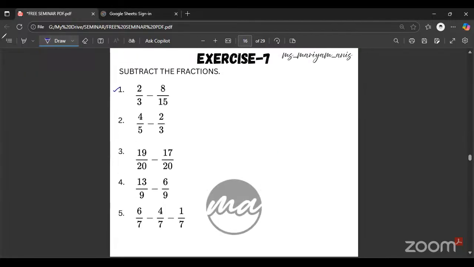Okay, let's do the first one. It's 2 over 3 minus 8 over 15. What's the LCM of 3 and 15? It's 15. So now we have to make this 3 a 15, so you multiply by 5. So that will be 10 over 15 minus 8 over 15. So what will be your final answer? 2 over 15. 2 over 15.